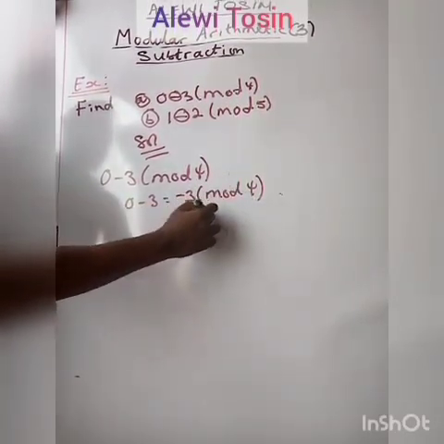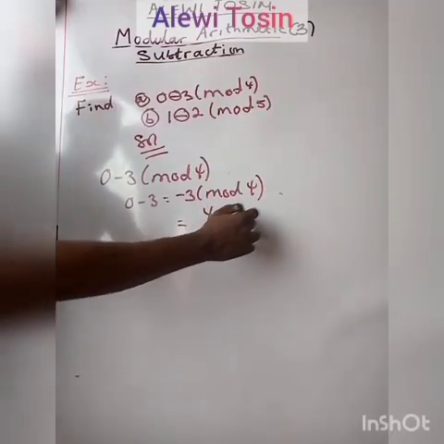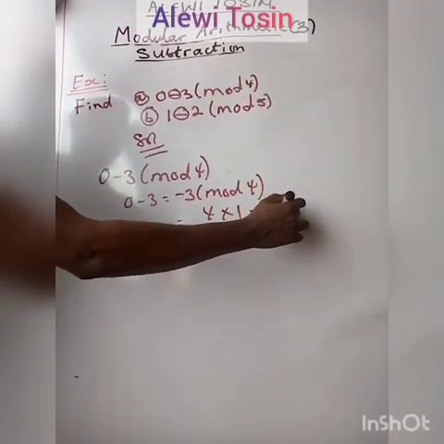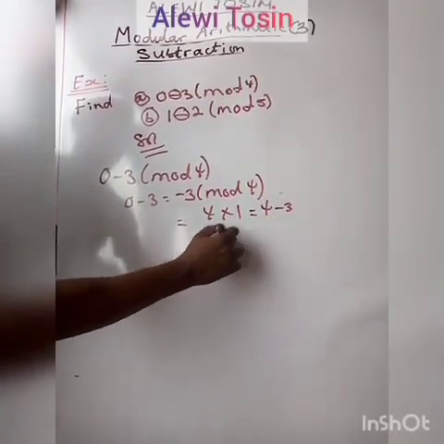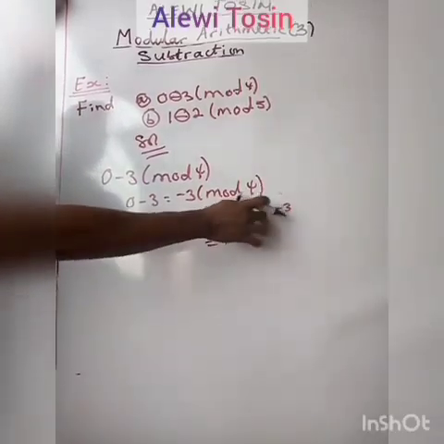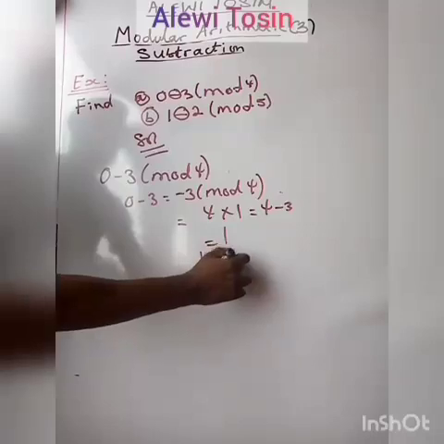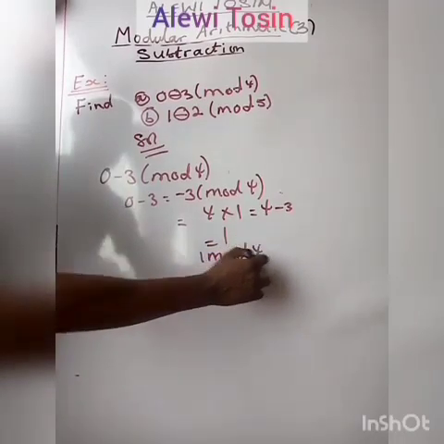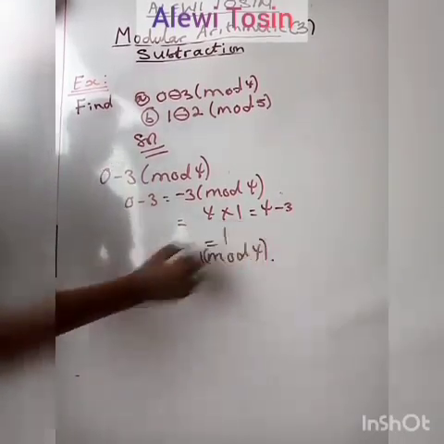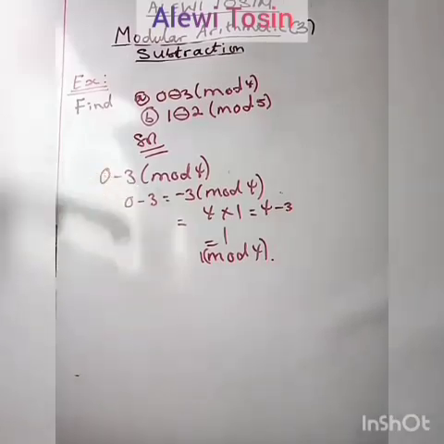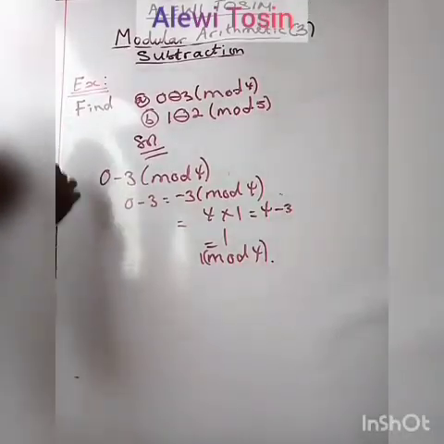4 times 1 will give you 4. Then 4 minus 3 is 1. So you say this will be 1 mod 4. So 0 minus 3 is minus 3 mod 4, and when you convert it from negative to positive it is 1 mod 4. Now, this is A.